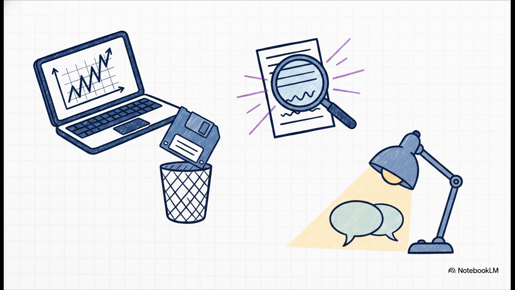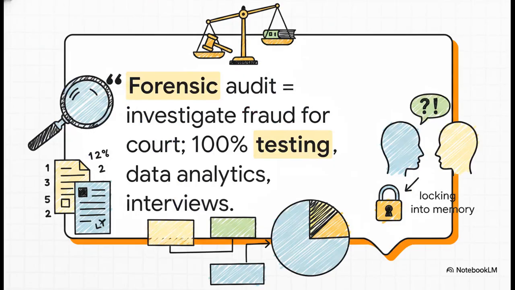The forensic auditor's toolset looks a lot like a true criminal investigation. We rely heavily on data analytics, using mathematical principles, like Benford's law, to spot unnatural anomalies in massive data sets. We use computer forensics to recover files that someone thought they permanently deleted. We meticulously examine physical and digital documents for forgery or subtle alterations. And, crucially, we use advanced interrogation and interview techniques to extract the truth from people who might be actively lying to us. So, if you need one quick summary to lock into your memory for your exams, forensic audit equals investigating fraud for court using 100% testing, data analytics, and interviews.